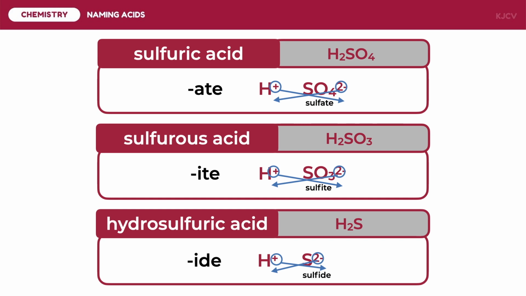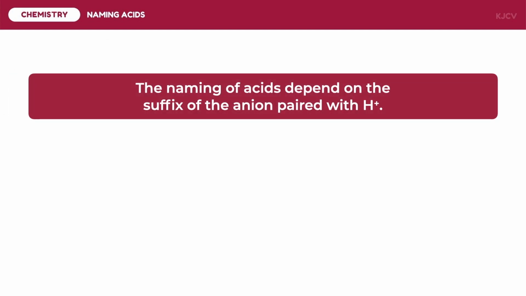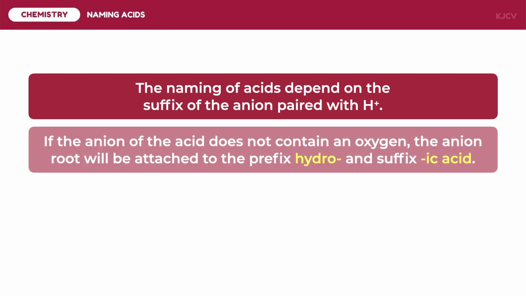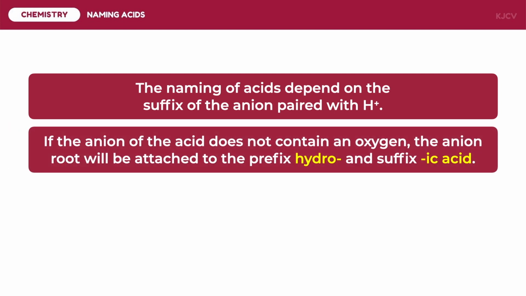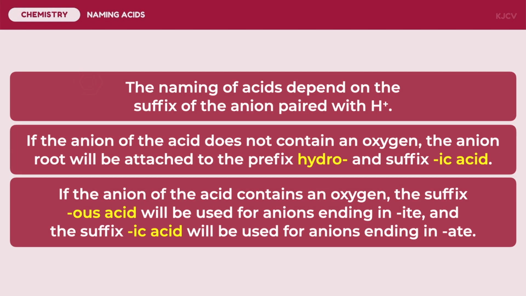To conclude this lesson, let's review the following key points. The naming of acids depends on the suffix of the anion paired with the hydrogen ion. If the anion of the acid does not contain an oxygen, the anion root will be attached to the prefix hydro and the suffix "ic" acid. And lastly, if the anion of the acid contains an oxygen, the suffix "us" acid will be used for anions ending in "ite", and the suffix "ic" acid will be used for anions ending in "ate". And that ends our discussion on naming acids.